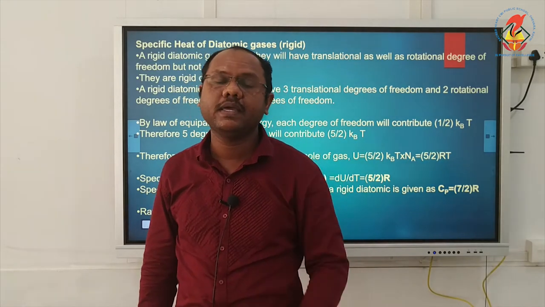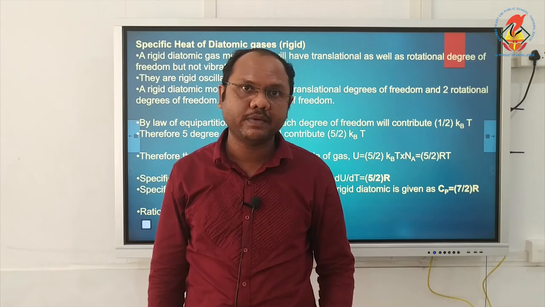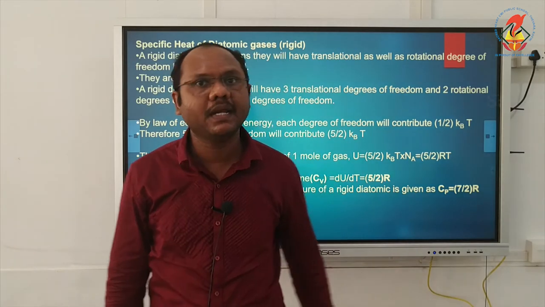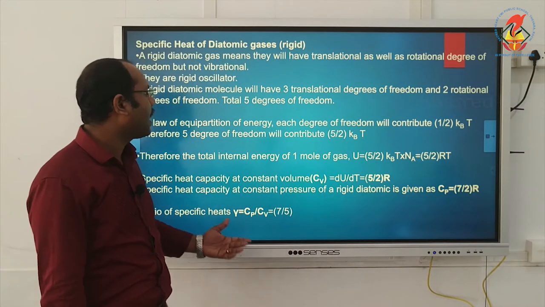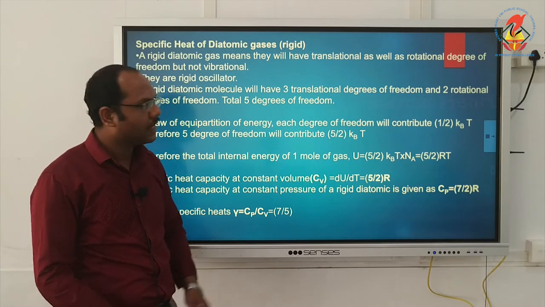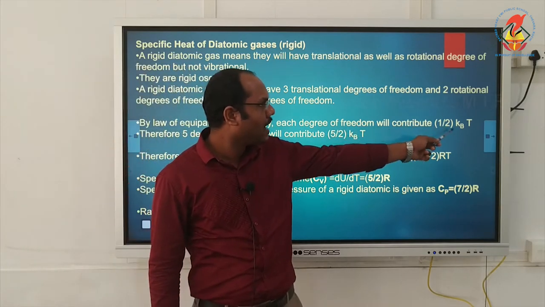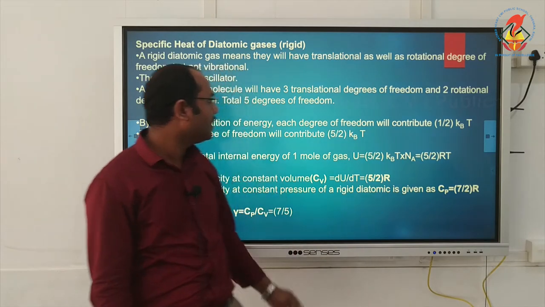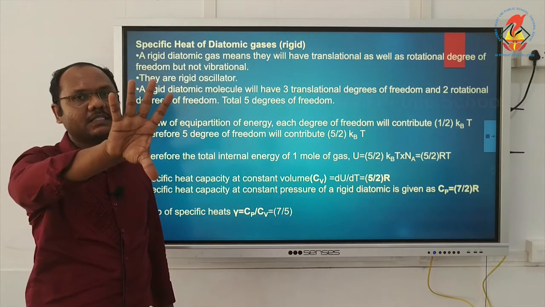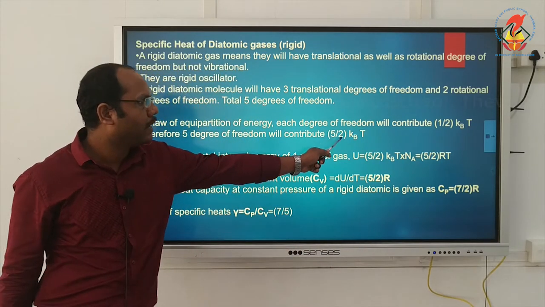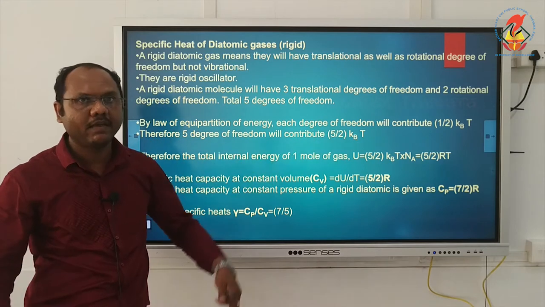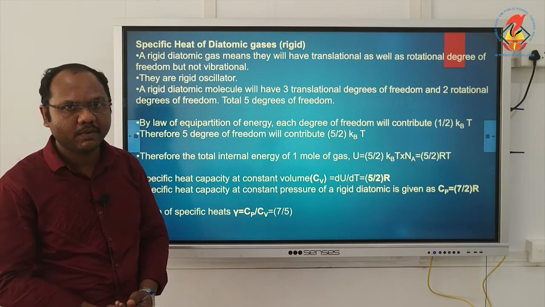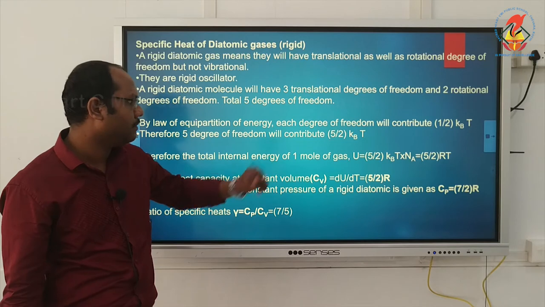And according to the law of equipartition of energy, energy per degree of freedom is how much? Half kBT, right? Energy per degree of freedom is half kBT. So what is the energy for 5 degrees of freedom? 5 into half kBT, that is 5 by 2 kBT. So we got the energy.